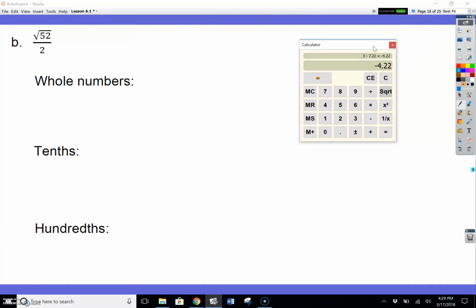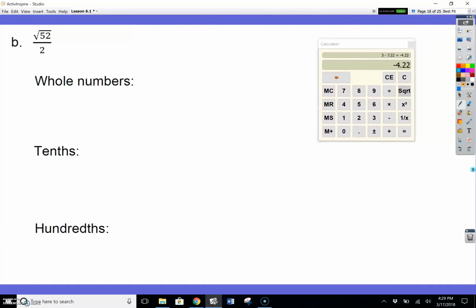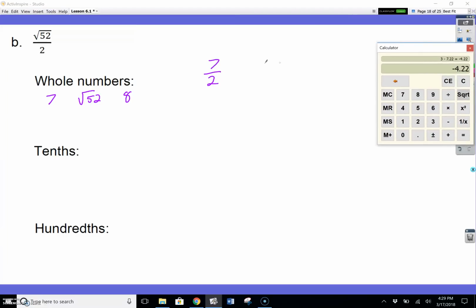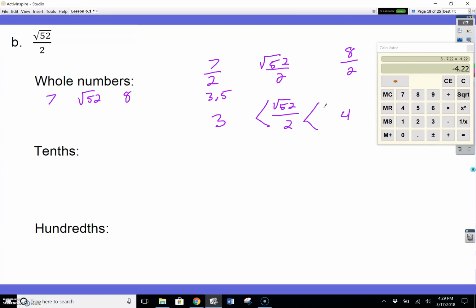All right, so let's go ahead now and look at this last one. We're going to do the same idea now, but we're going to divide it by 2. So I'm going to have 7 and 8, because I know radical 52 is between both of these. Then we're going to divide these numbers by 2. So I know that radical 52 over 2 is between 7 divided by 2 and 8 divided by 2. And this is 3.5, but it says round to the nearest whole number. So therefore, I know it's between 3 and 4.